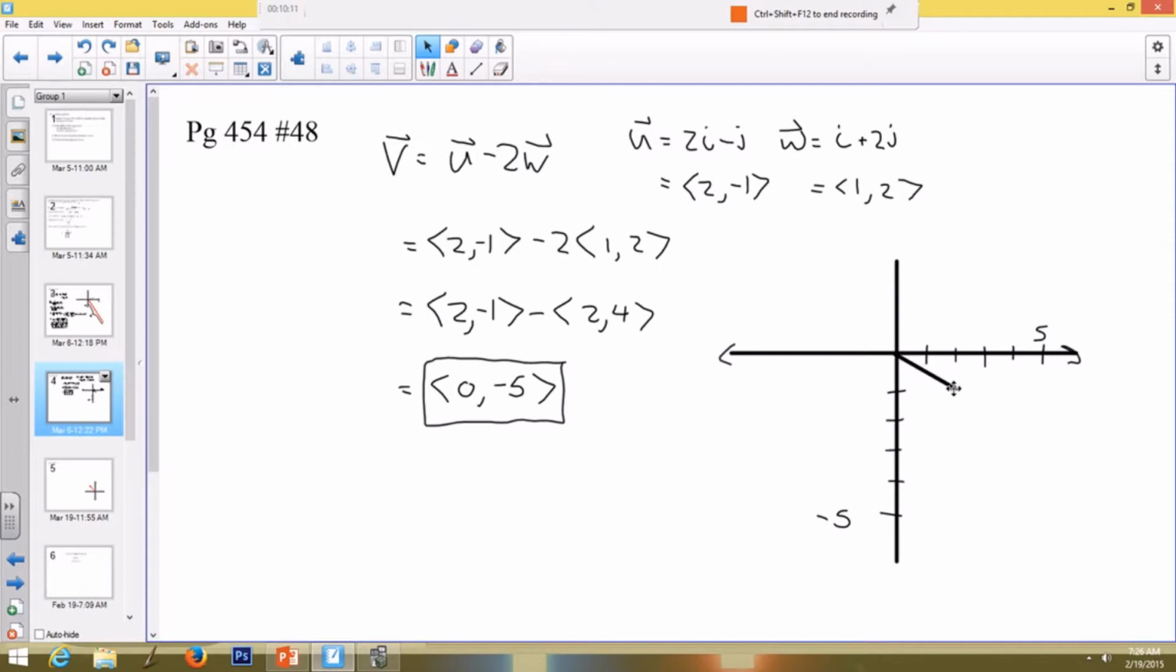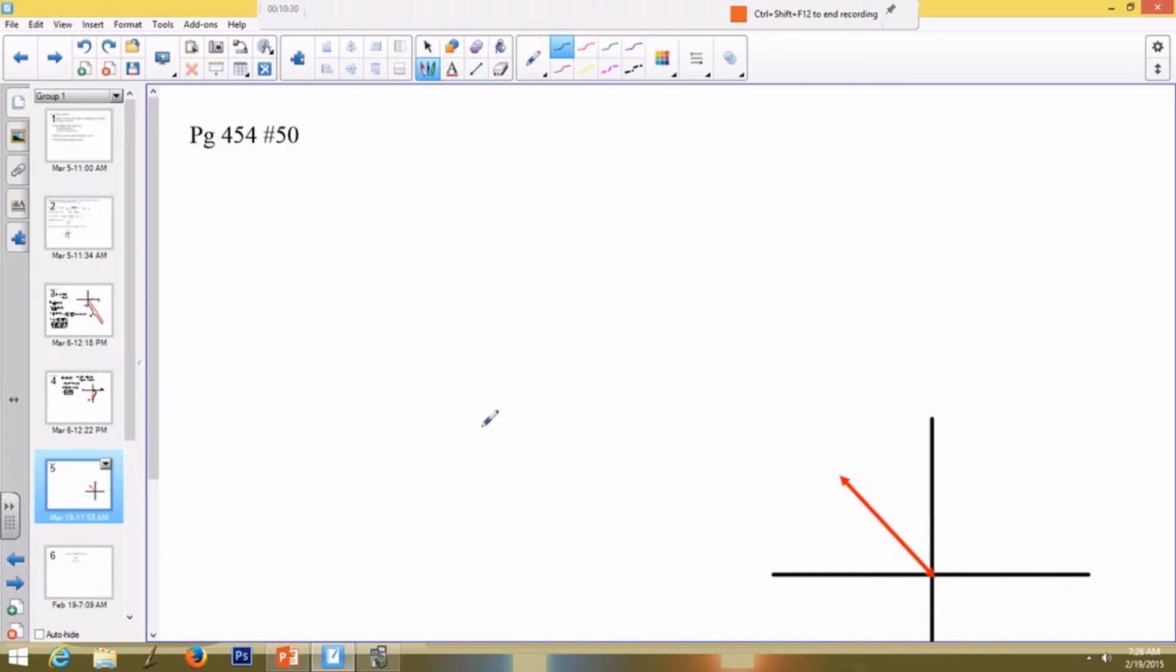I start at that one. I go back 2, down 4. And so my resultant vector is that one right there. Make an arrow. There we go. That's where I get that. All right, moving on. Number 50.